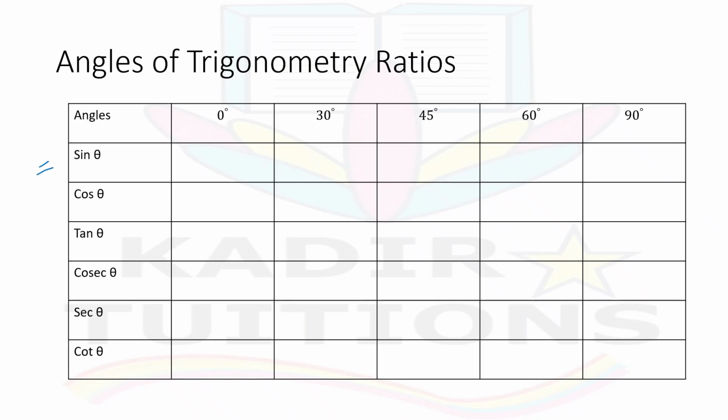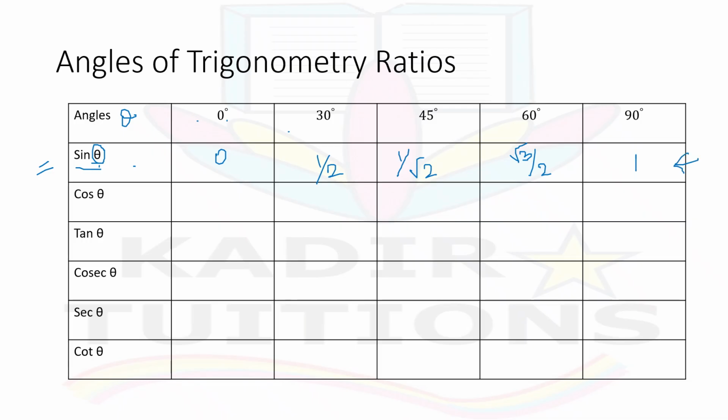Only sine theta is enough to remember. Sine 0, that means in this place of theta we are going to have 0. Okay, sine 0 is 0. Sine 30, so the angle is nothing but theta. So sine 30 is 1 by 2. Sine 45 is 1 by root 2. Sine 60 is root 3 by 2, and sine 90 is going to be 1. So only this is enough for you to remember.